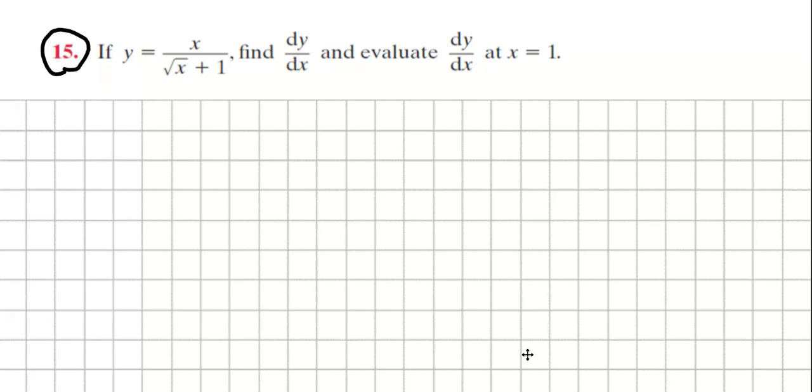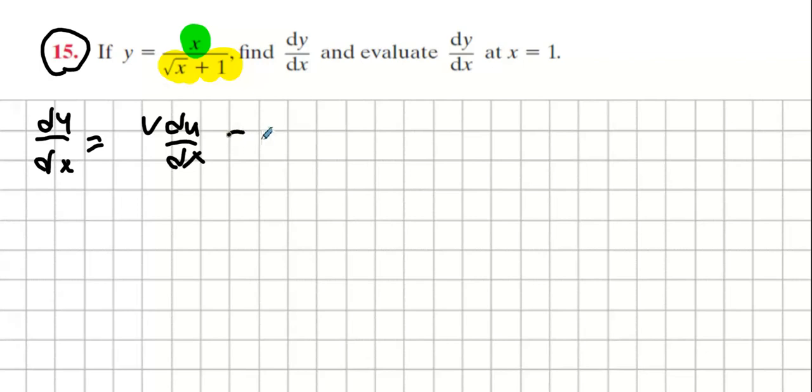You ready? So, first things first, it's a quotient rule one. In this case, the top is U and the bottom is V, like so. Top, bottom. We all cool? Next thing, I'm going to write down what the quotient rule is. The quotient rule is V du dx minus U dv dx, all over V squared. We all cool with that?